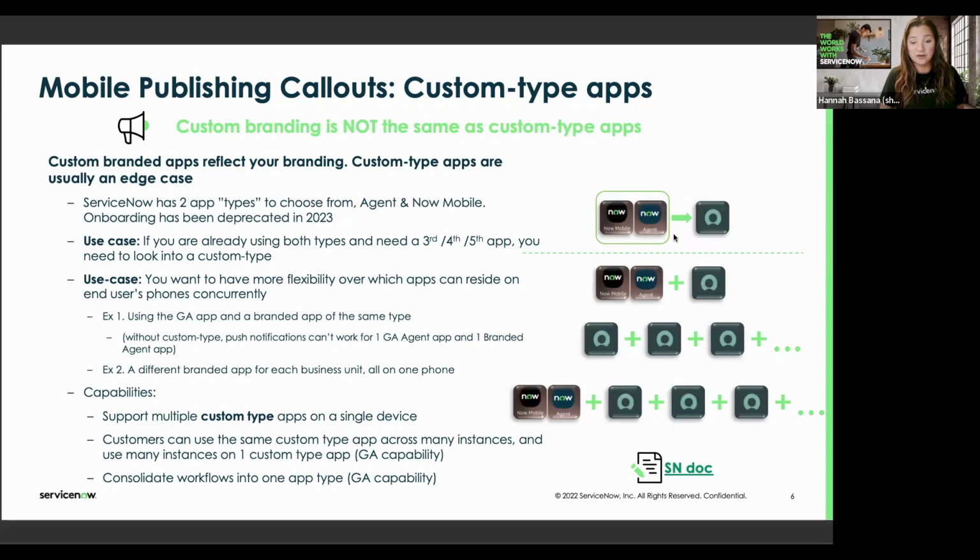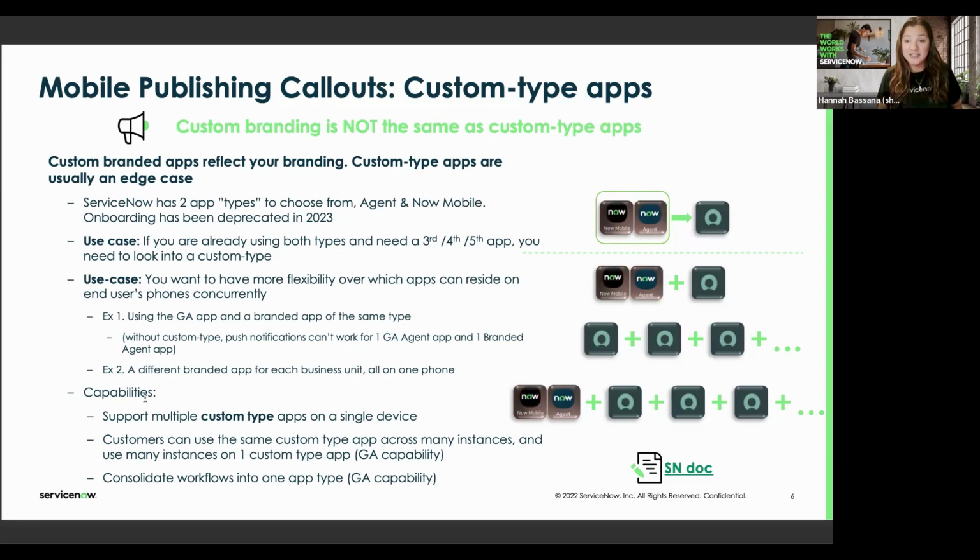So that's what some of these images show. If you want to take the agent and now mobile app and use all of those workflows all in one app, that can be supported in either the GA or our branded app capability. But if you're already using both and you want to use a third app, or if you want to have custom type apps for specific user personas, if for some reason our role access or our user criteria doesn't segment your workflows the way you want, or, again, in the most extreme case, you might need 5+ apps: one now mobile, one agent, branded or otherwise, and then custom app types. So that's what custom type apps are.